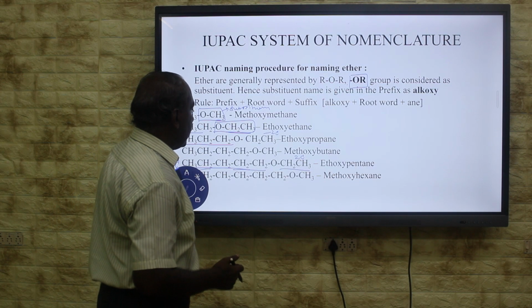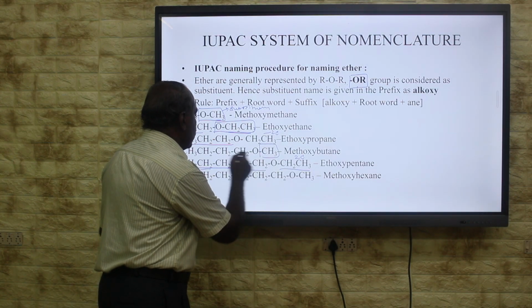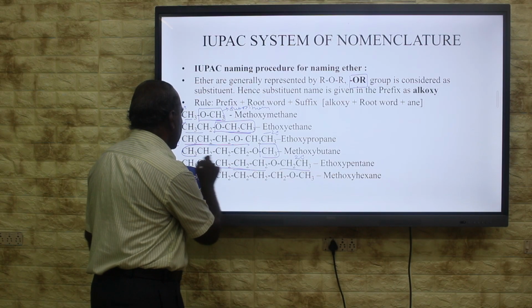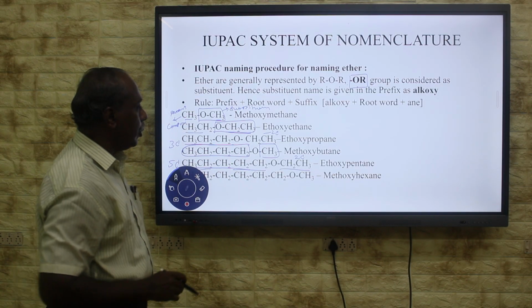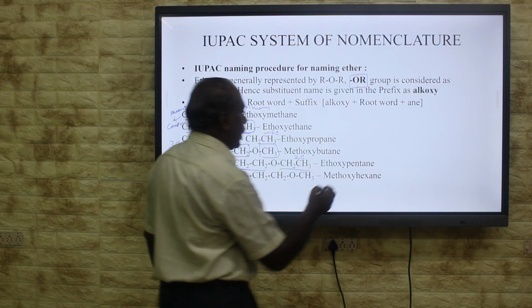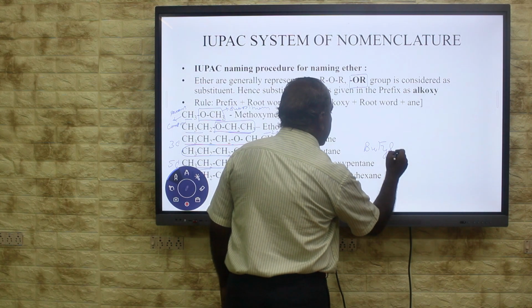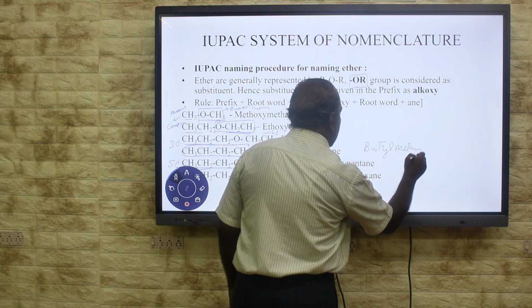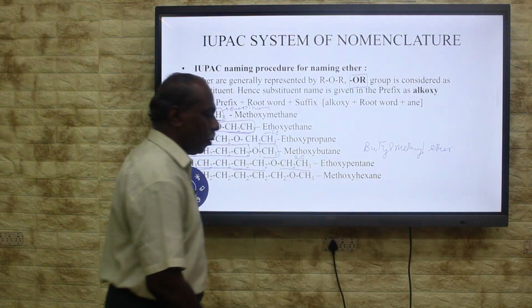Here, while giving the common name, these are considered as alkyl groups. One side has methyl, another side has butyl. The common name of this compound is butyl methyl ether.